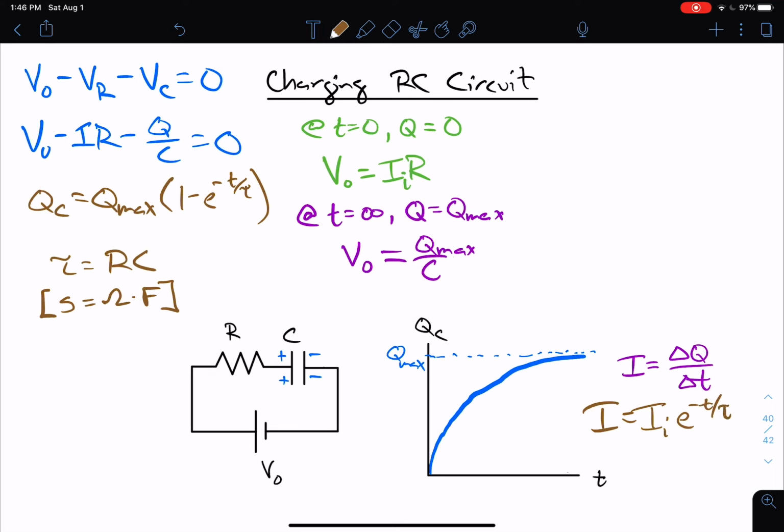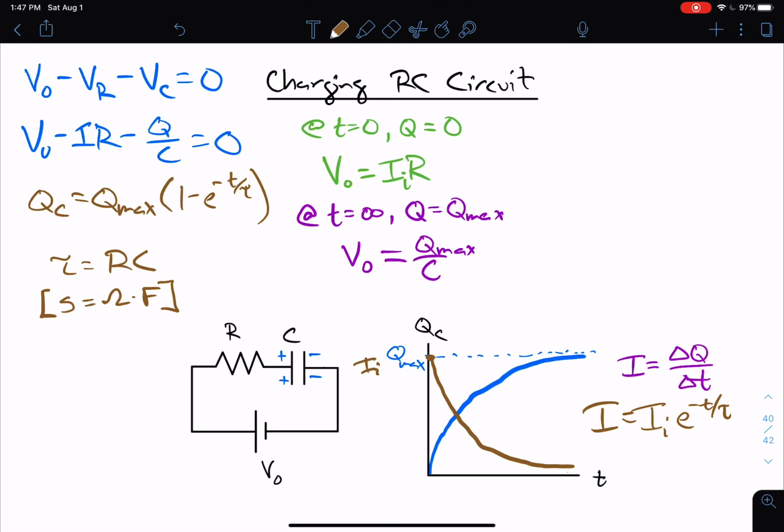And again, using calculus, this can be derived, but we're not going to worry about that. So if I were to plot this, the current would start here at some value. This value would be the initial current way up here, and it decays exponentially. That's how the current behaves.